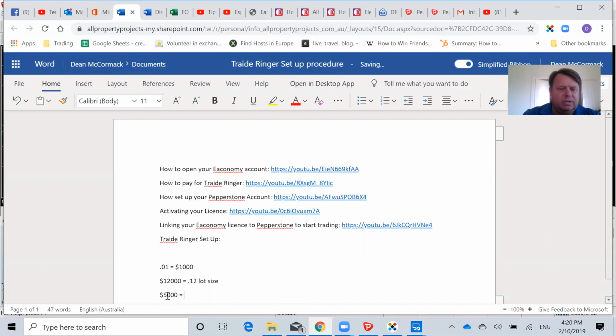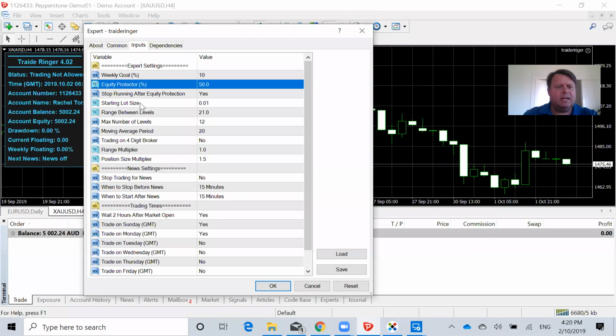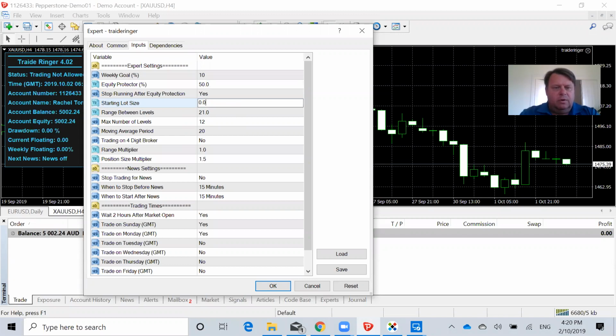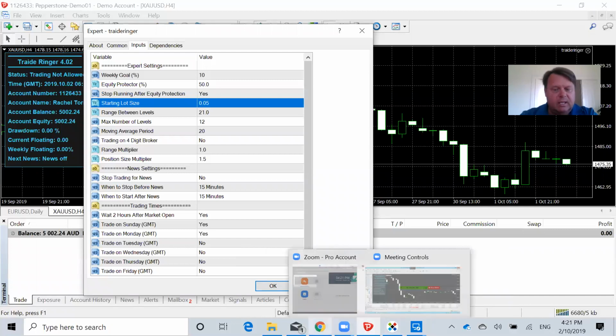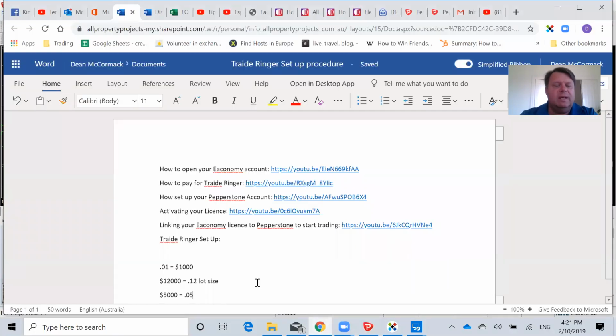At 0.01 per thousand, there's 5 times that. 1,000, 2,000, 3, 4, 5,000 is 0.01, 0.02, 0.03, 0.04, 0.05. So that equals 0.05 starting lot size. So our starting lot size is 0.05. Now you can trade less. So again, it's less risky. You're reducing some of your risk, but never the other way.